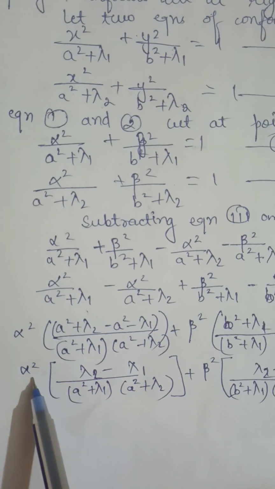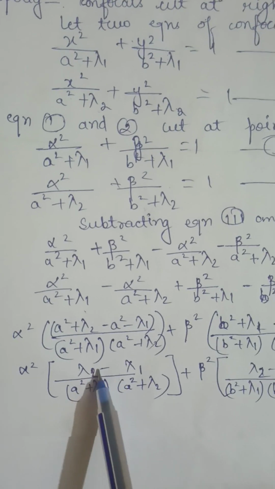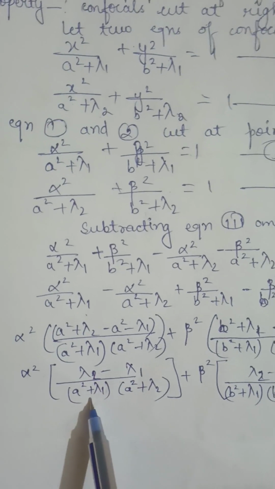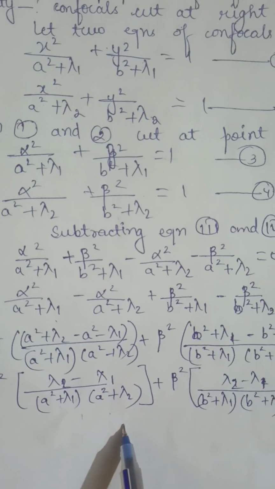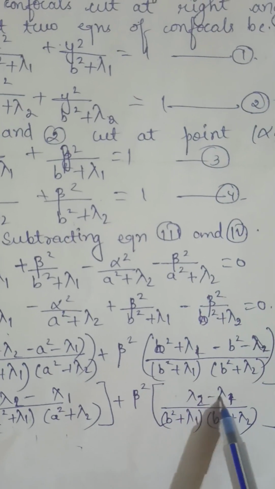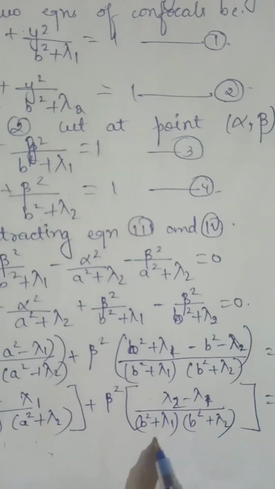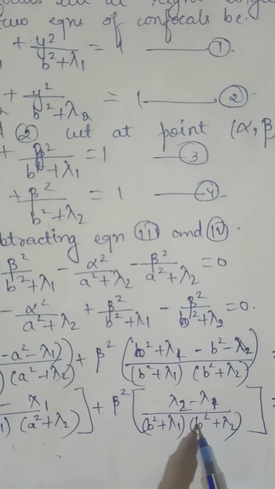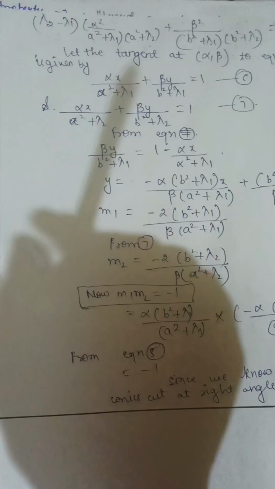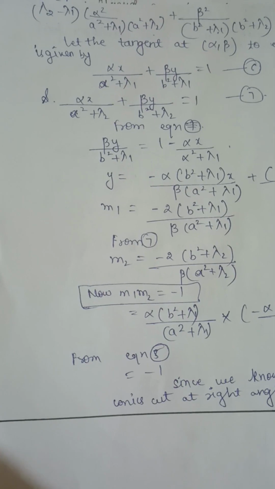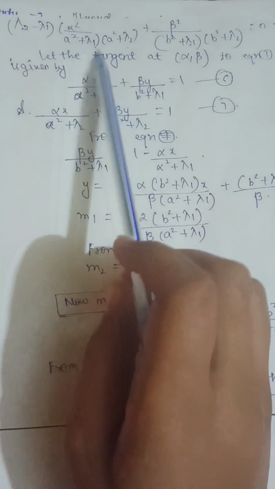Now you may see alpha square is common. Here we have obtained lambda 2 minus lambda 1 upon a square plus lambda 1 and a square plus lambda 2, plus beta square lambda 2 minus lambda 1 upon b square plus lambda 1 and b square plus lambda 2. Since lambda 2 minus lambda 1 is common, we would take it out and the equation would become somewhat like this.